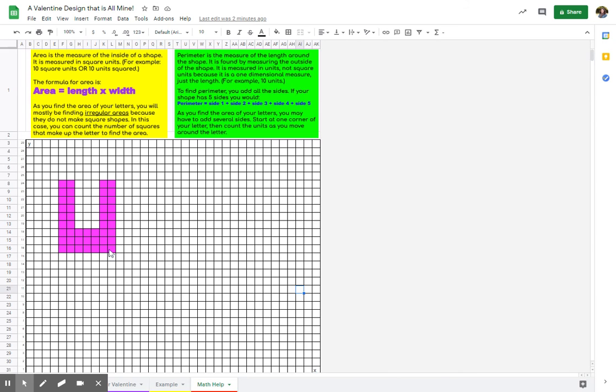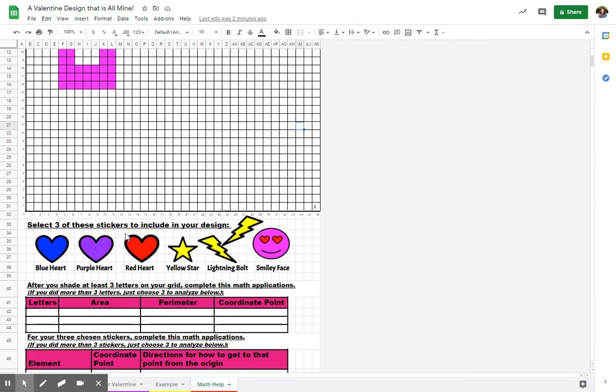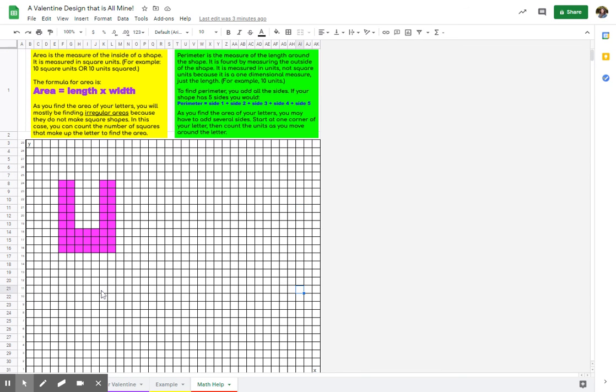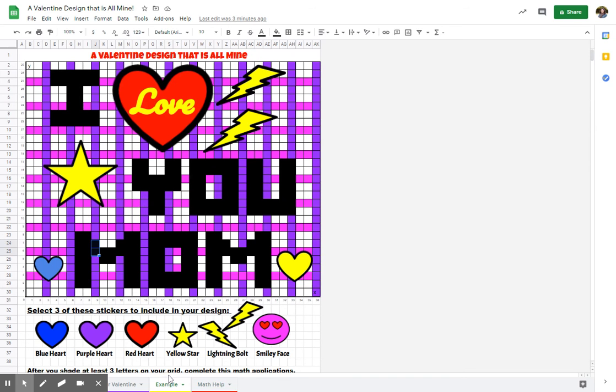Boys and girls, this is how we find the perimeter of a shape as well as the area of a shape. When you have found those things, you're going to come down to this table and note them on your table down below within this row that is marked letters. You might include more than 3 letters on your Valentine. You can see in my example that I included quite a few letters. But remember, you only have to give the mathematical application for 3 of those letters.